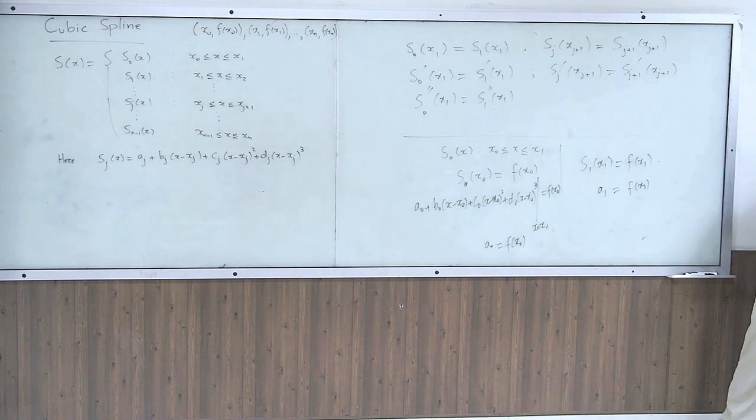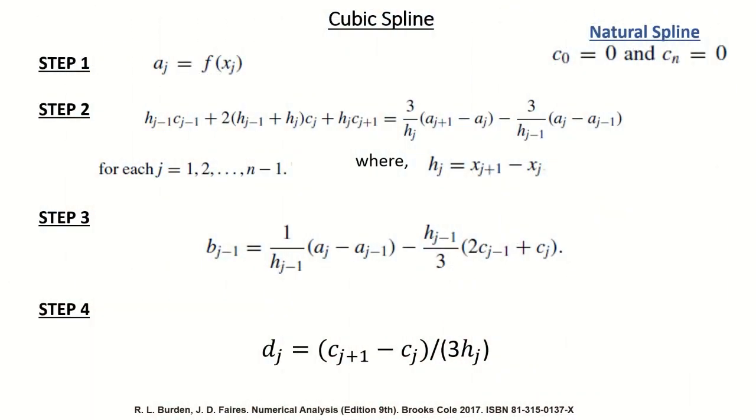Now if you see in this slide, we can generally say aj is the same as f of xj. This was the first thing that we derived in the last lecture.